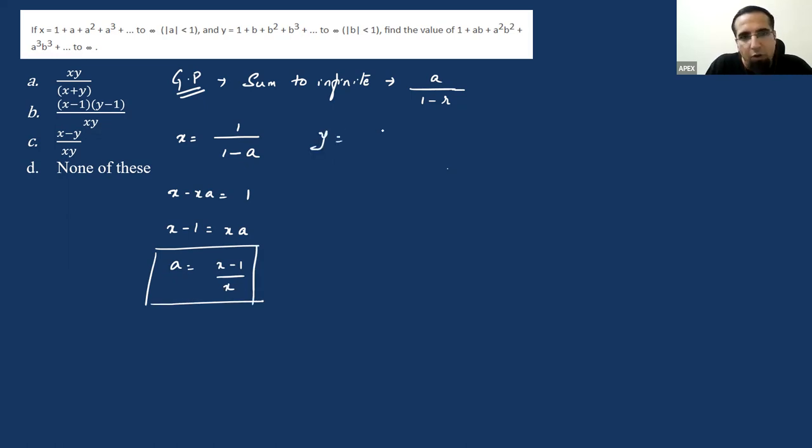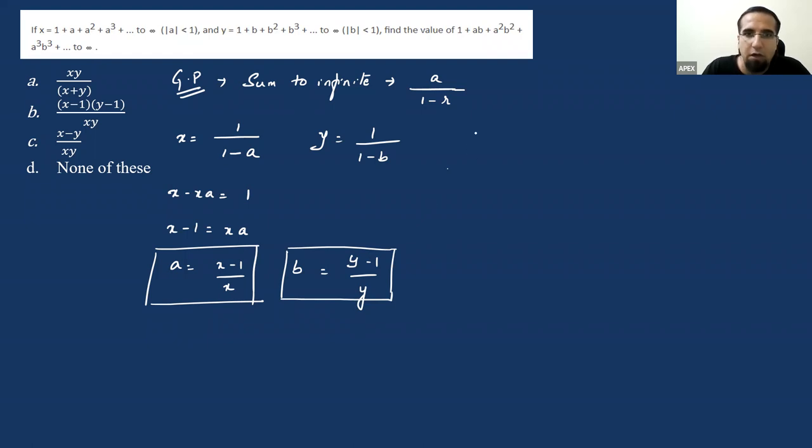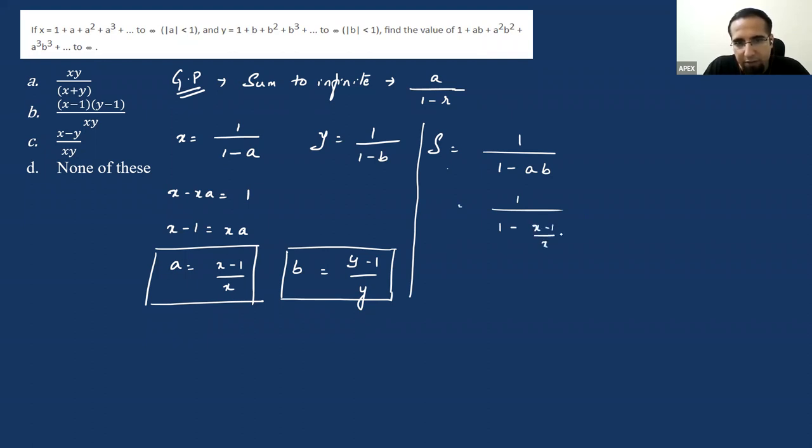Similarly, if you observe, Y also follows the same suit. This is 1 minus B. Or eventually I would write B is equal to Y minus 1 divided by Y. So we have these two things. And finally, what do we need? Our job is to calculate the value of, let's say, S is equal to 1 divided by 1 minus R. And what is R? R is A into B. So if I simplify, this becomes 1 minus 1 by, this is X minus 1 divided by X into Y minus 1 divided by Y. Or we get what here? We get XY.